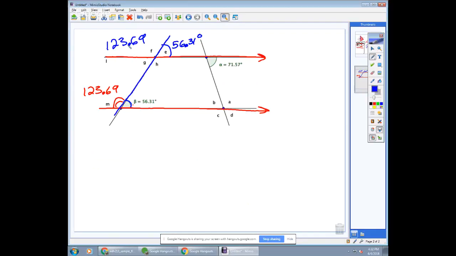Okay, there's two reasons we could give. Give me one of them. Do you want to relate it to beta or E? E. So they're called vertical angles in that orientation. So E and G are vertical. Vertical angles are always congruent. So that's 56.31. Does anybody remember the terminology to relate beta to G?